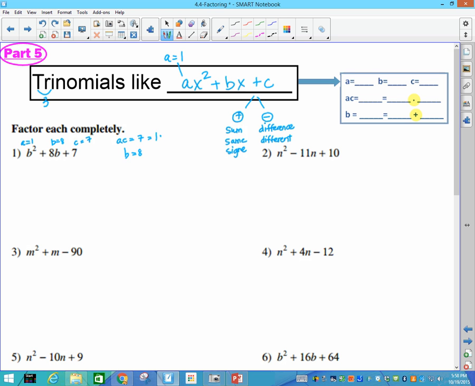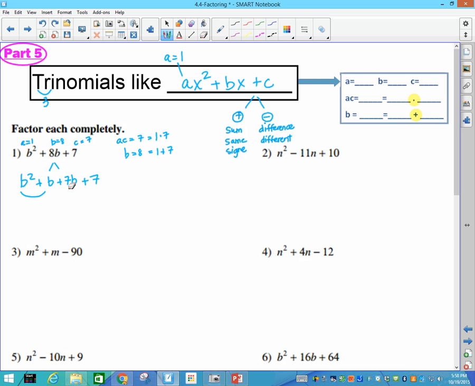Okay, so 1 times 7, because remember A times C, we're looking for times, and 1 plus 7. 1 times 7 gives us 7. 1 plus 7 gives us 8. Sorry, trying to do too much in my head there. And so, one of the ways that this will help you is to break this one up into 1 and 7. So this becomes b squared plus 1b plus 7b plus 7.